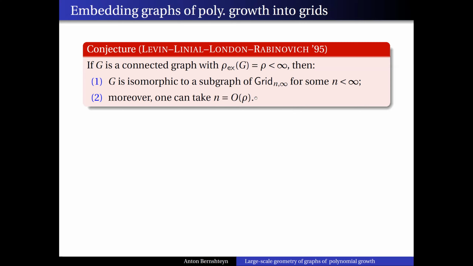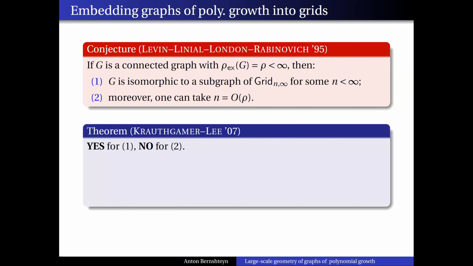So the idea being why linear bound is reasonable here, the hope is that the dimension of the grid captures the polynomial growth rate of the graph, right? If you embed something in a grid of dimension n, your polynomial growth rate has to be at most something linear in n. And if it's rho, the best you can hope for n to be is linear in rho. And the guess was that you can actually achieve that.